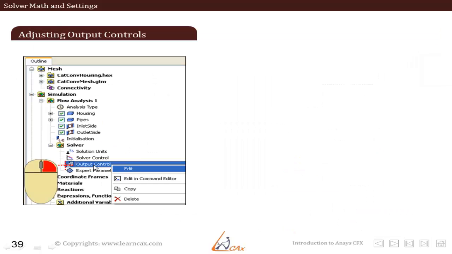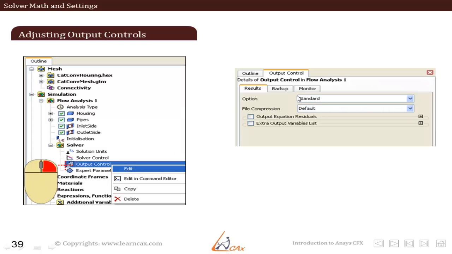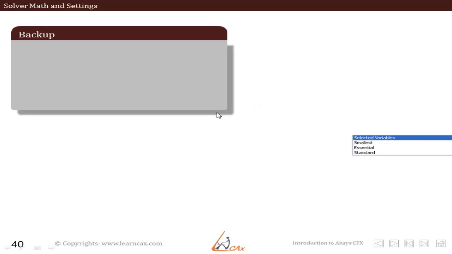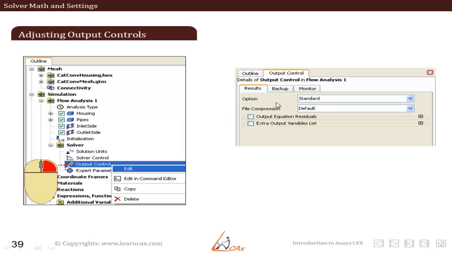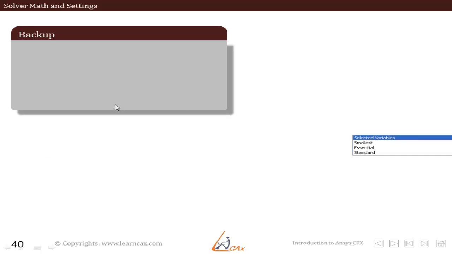So how to set all these controls or options? For that, we have to go within the simulation outline tree to Output Control and press Edit with the right mouse click button. Then the Output Control panel pops up, and here we give various settings related to results, backup, and monitor. The first tab is for results. In the Results tab, we give options for when to automatically save the results file, after how many iterations. The next tab is of backup files.